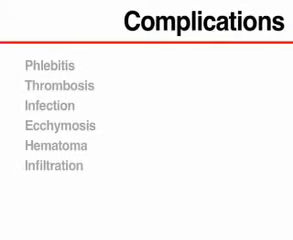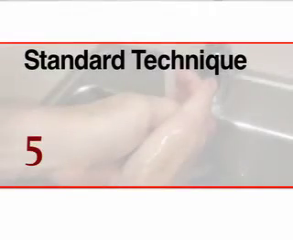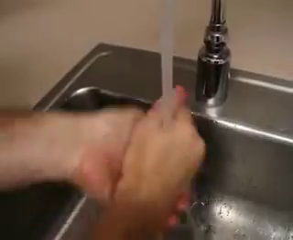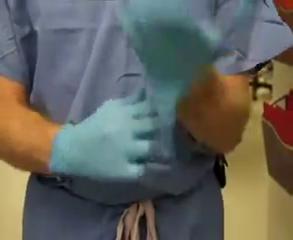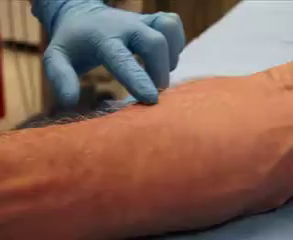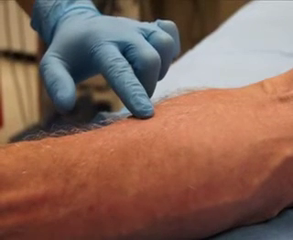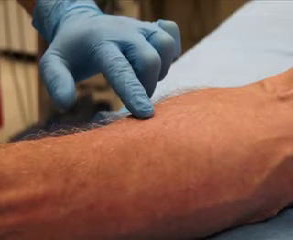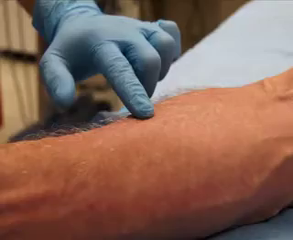Potential complications of IV catheter placement include phlebitis, thrombosis, infection, ecchymosis, hematoma, and infiltration. Wash your hands and use universal precautions. Apply the tourniquet. Palpate or visualize the vein. Vein should be soft, elastic, and resilient, and should be pulseless.